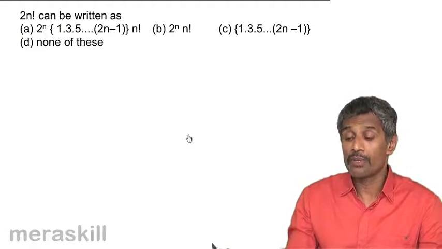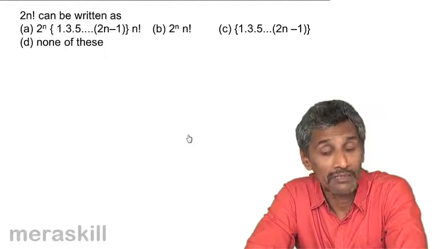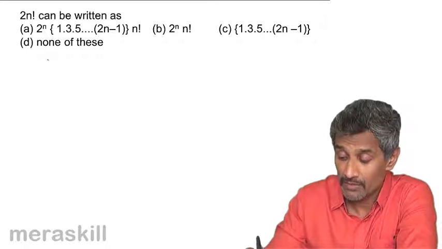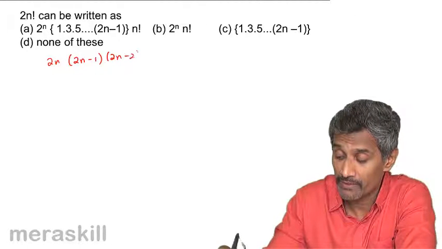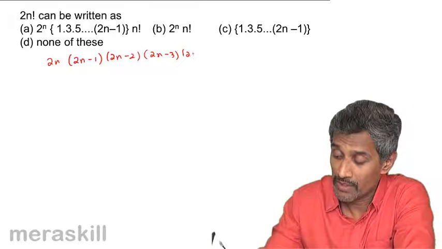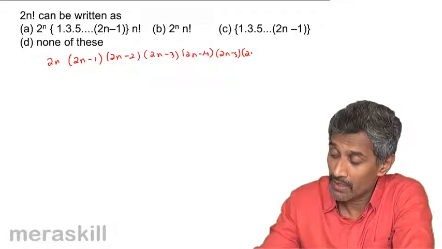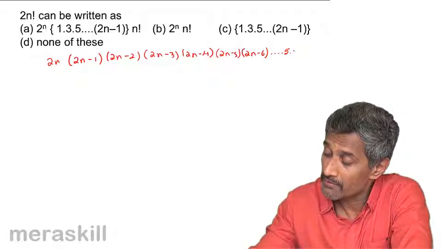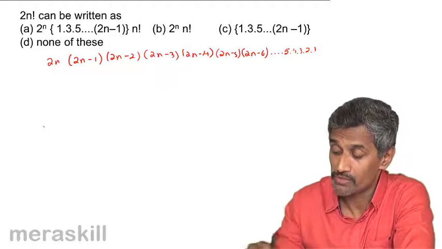Okay, now we have this case: 2n factorial can be written as what among these? 2n factorial, if you see, is nothing but 2n into 2n minus 1 into 2n minus 2 into 2n minus 3 into 2n minus 4 into 2n minus 5 into 2n minus 6, and so on and so forth. And finally it is 5, 4, 3, 2, 1.